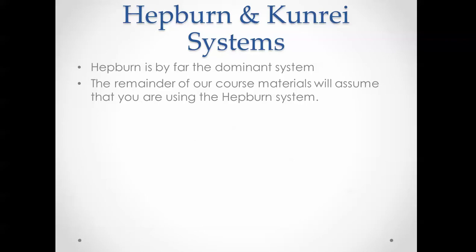The one thing I do want to mention, though, and I mentioned this once before in the unit on word processing, is that in Microsoft Word, you can use either system, the Hepburn system or the Kunrei system, as you're typing. So if you type CHI, you'll get the kana chi. But if you type in TI, you'll also get it.